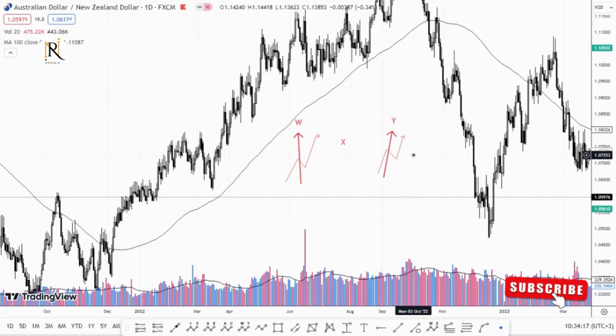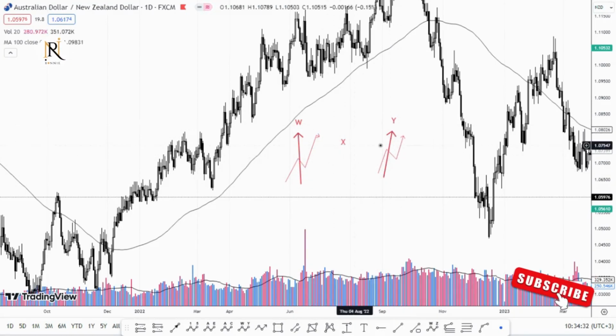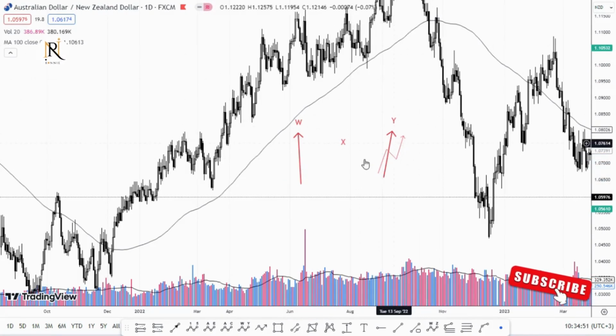Another most important thing, and the most important question that you might be thinking of asking, is: if these two waves, wave W and wave Y, are ABC, then what do we expect on wave X? Wave X can be different types of waves, and this is a corrective wave of this corrective wave. I don't know if you're getting this point. I don't want to take you very fast, and I don't want to take you very slow on this.